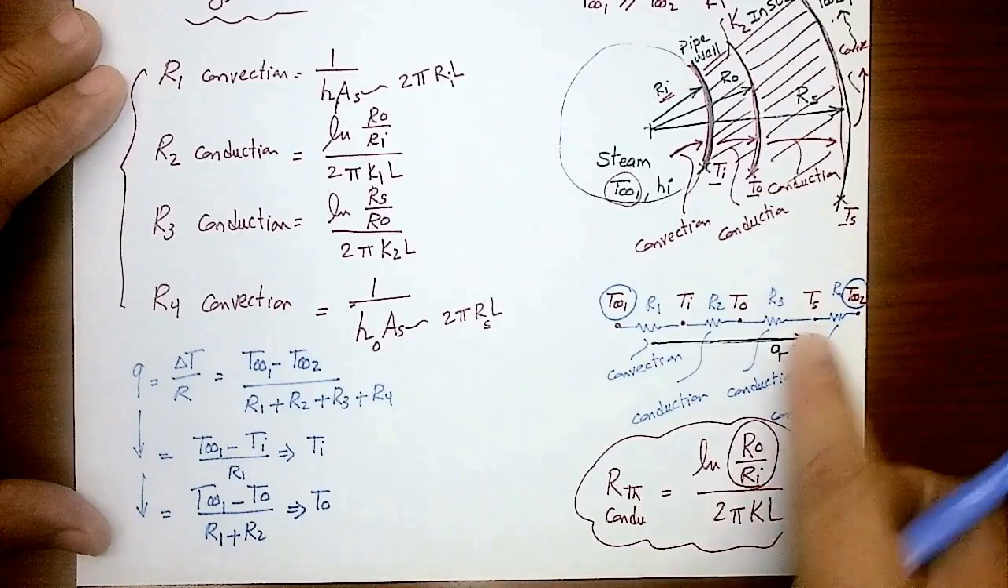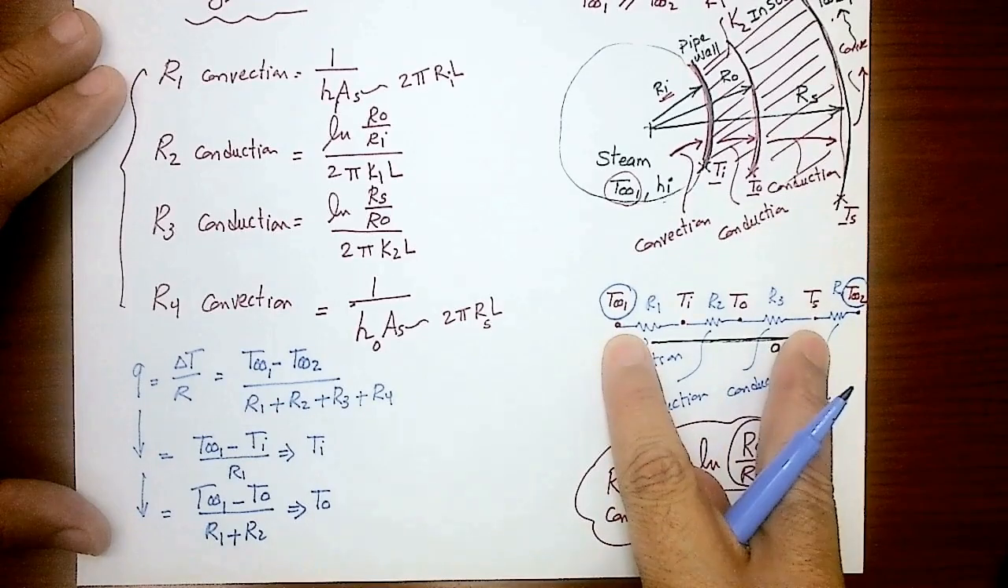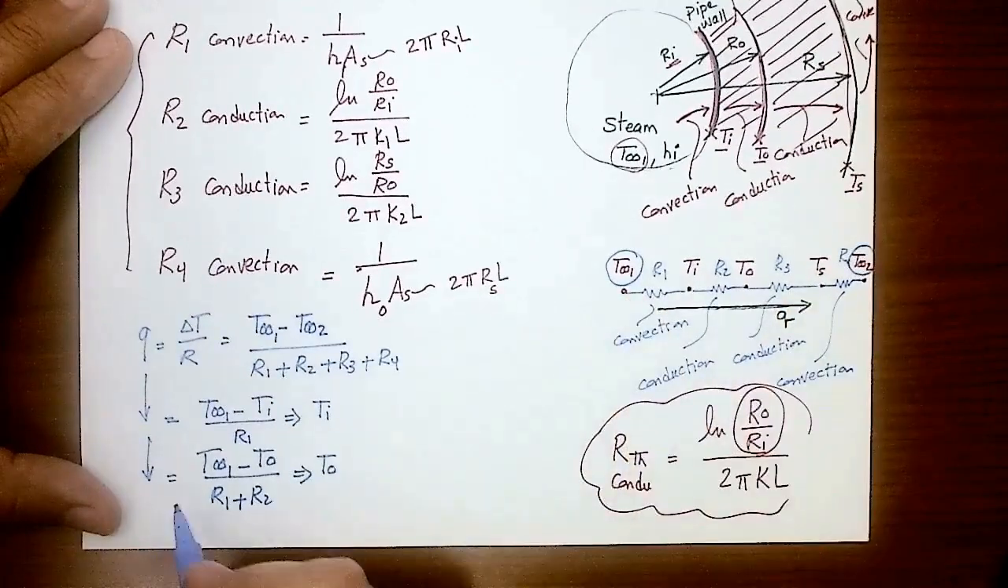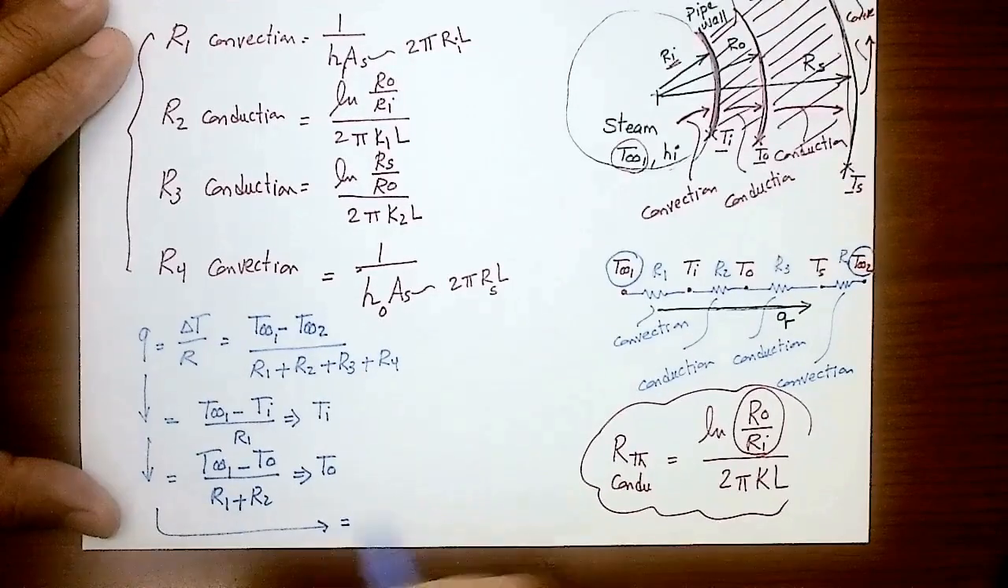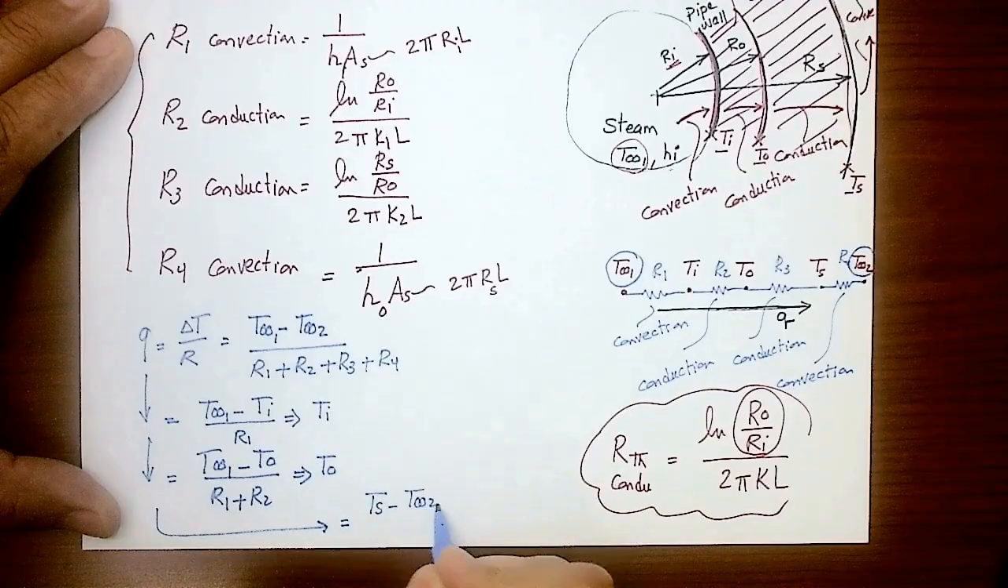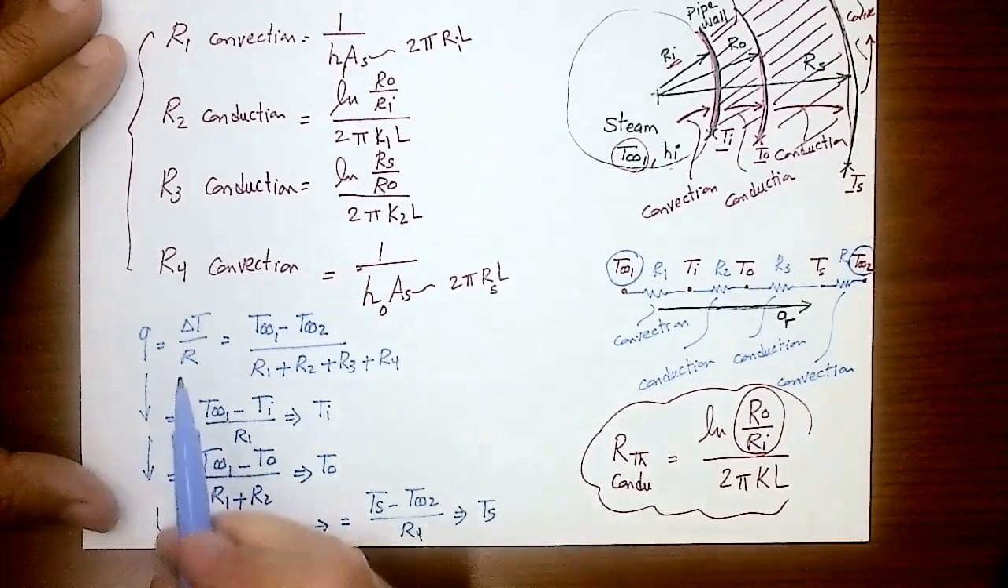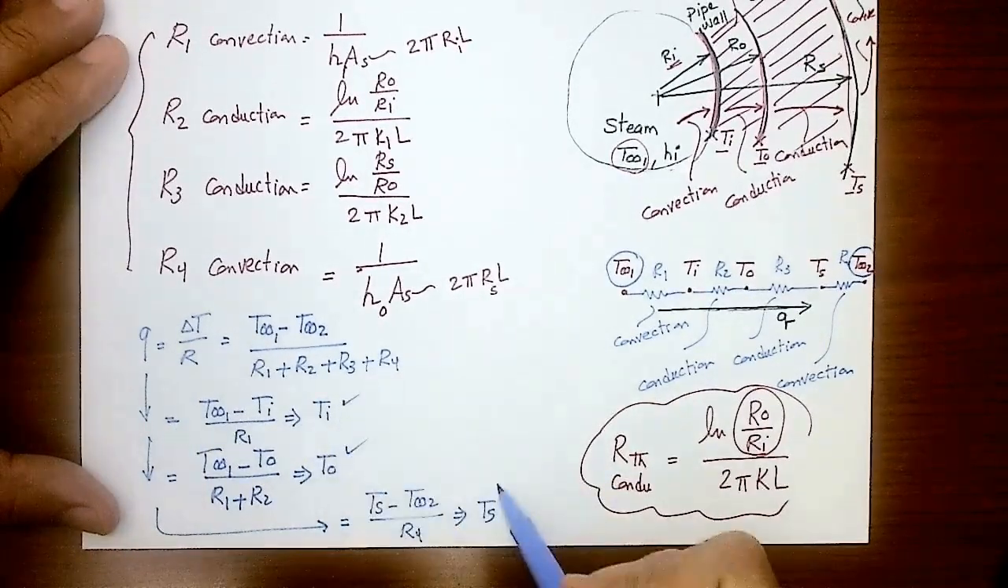I want to get TS. Don't take the long distance solution here. Go for the short one. I will take the same Q and say it's equal to T surface minus T infinity 2 divided by R4. Simply, I can get T surface out of this equation. So I was able to calculate Q and the interface's temperature for this problem.